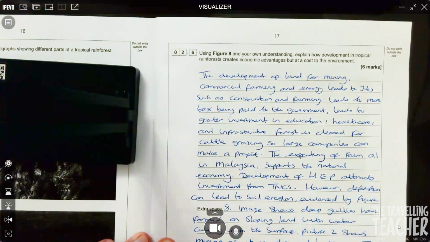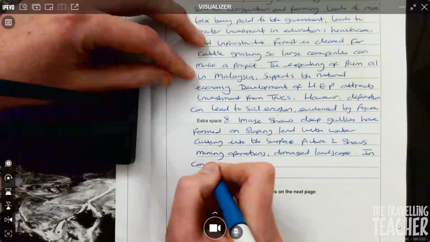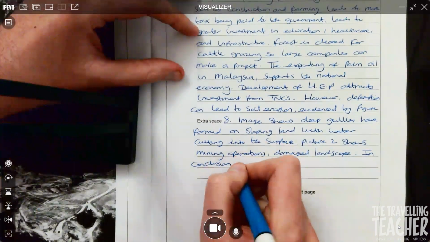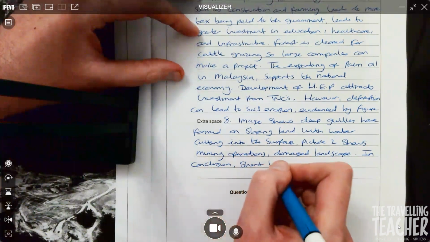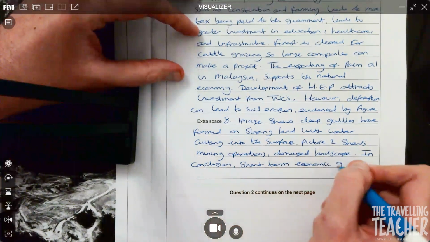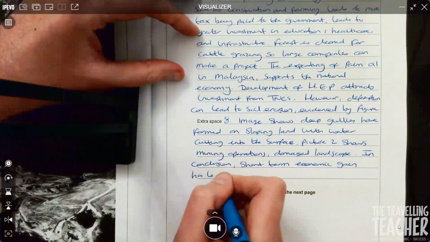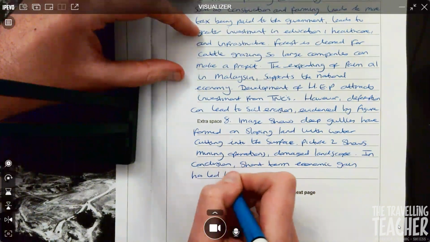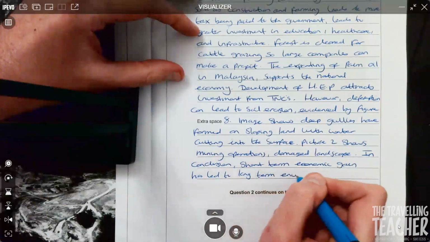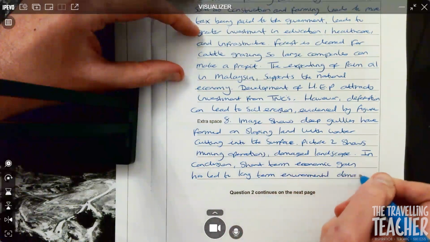In conclusion, short-term economic gain has led to long-term environmental damage.